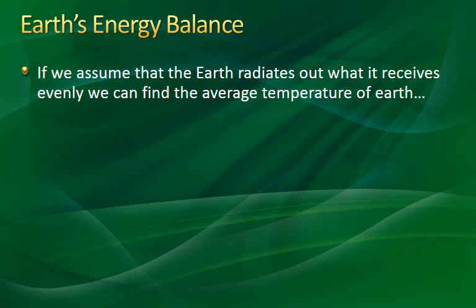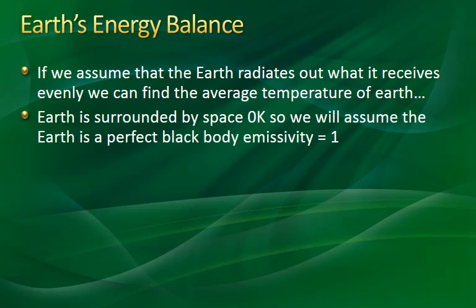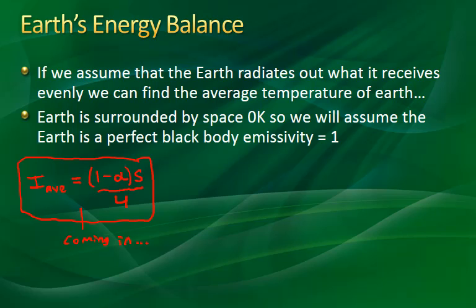So if we think of the Earth's energy balance, the Earth radiates out what it receives evenly, and we can find the average temperature of the Earth. What it receives, it radiates out, so there's a balance there. The Earth is surrounded by space, at 0 Kelvin, so we'll assume that the Earth is a perfect black body.